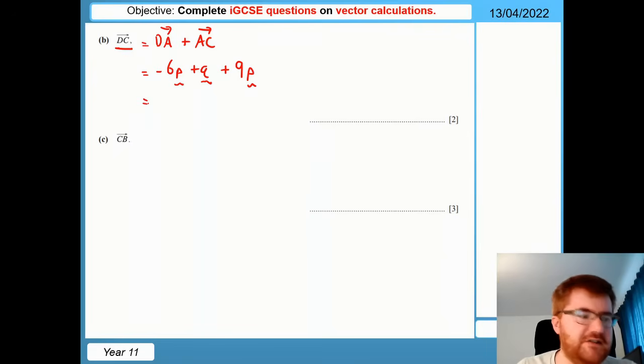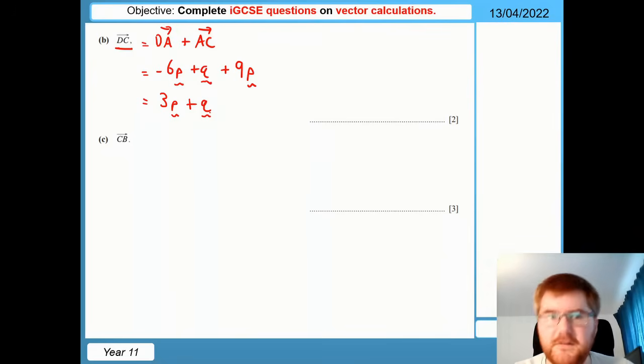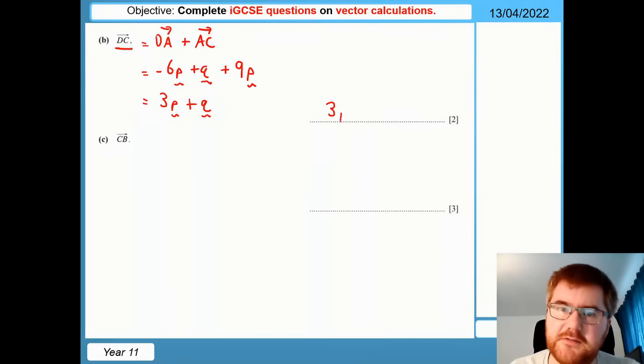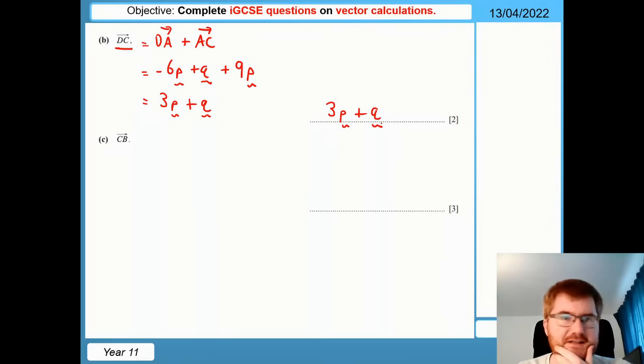And at this point, this is just a collection of like terms. So minus 6P plus 9P is equal to 3P. And then the plus Q, we can't collect up P's and Q's together, so we leave it as is. So we get 3P plus Q as our final answer here.